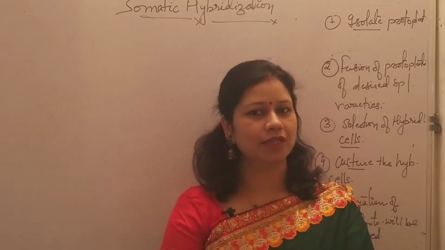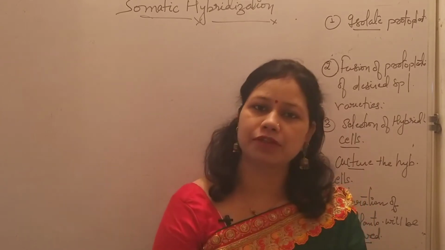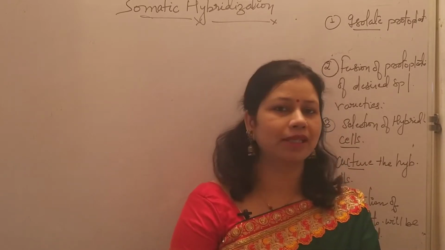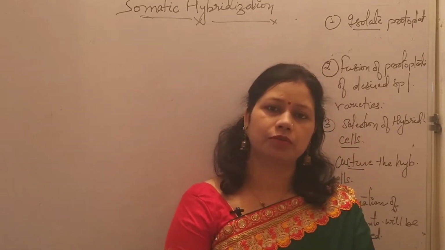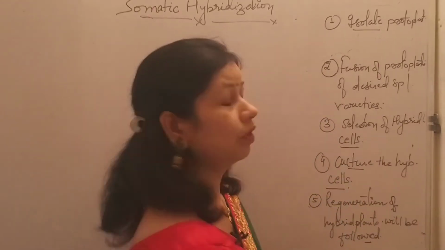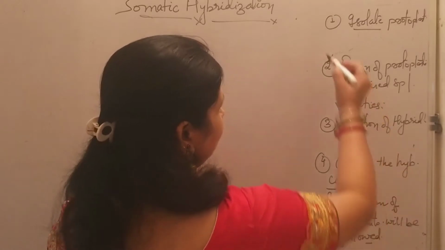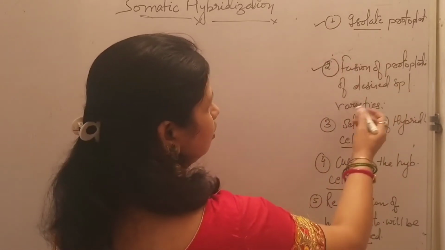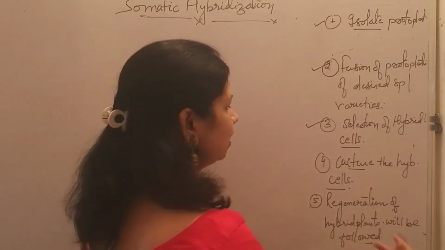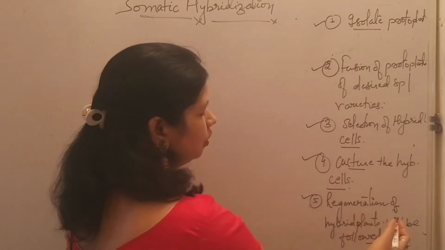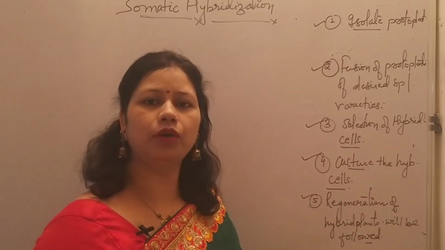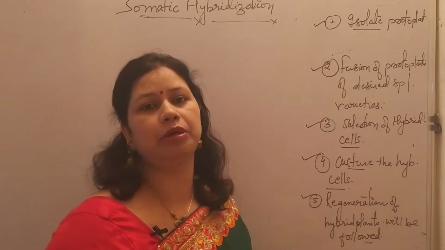I welcome you all once again, and as in my previous video tutorial I had told that in the process of somatic hybridization, I had discussed various steps. What are those steps? Isolation of protoplast, fusion of protoplast of desired species or varieties, after that hybrid cells are selected and cultured, followed by the regeneration of hybrid plants.